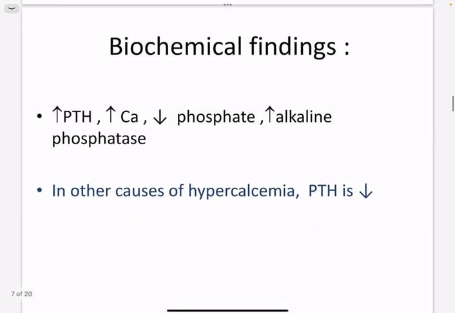البايوكيميكال findings بالبرايمري هايبرباراثايرويدزم، ايش بتوقع؟ أول شيء، الباراثايرويد هرمون ايش بيكون؟ Increased, excellent، لأنه it's the primary abnormality، هو أول شيء بصير له disturbance or abnormality زي مثلا over secretion by an adenoma، فبيزيد. لما يزيد الباراثايرويد هرمون شو بصير بالكالسيوم؟ بيزيد. الكالسيوم والفوسفات are exchanged بالkidney to each other. So أي increase in the level of calcium شو بصير بالفوسفات؟ بيقل الليفل. So هذول دائما عكس بعض الكالسيوم والفوسفات.